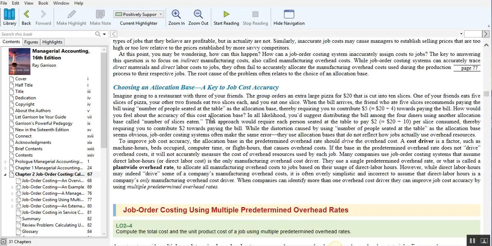So when you choose an allocation base, it has to connect with the product and it has to connect with what you're allocating actually. Does it make sense that you're going to use this? And for manufacturing, most of the time, it's going to be either direct labor hours or machine hours because those are going to be big drivers of cost when we're looking at manufacturing something. So machine hours or direct labor hours would probably connect well with job order costing in a manufacturing environment.